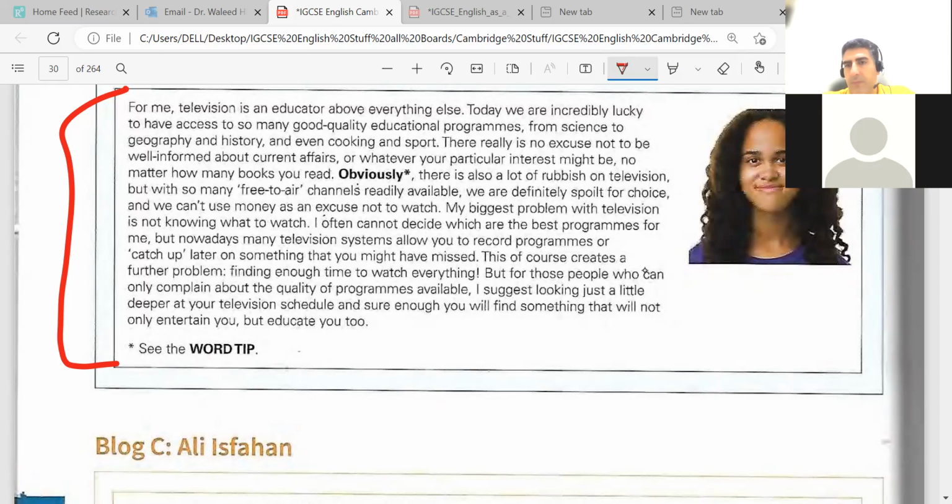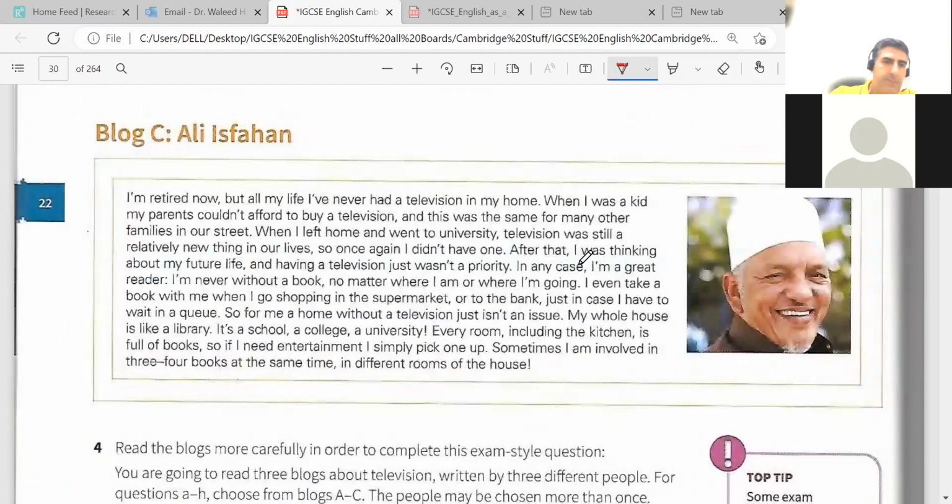Because she has mentioned the quote "good quality programs", and she said that there are no excuses for people not to be well informed about current affairs. Exactly. So she invites people to make use of TV to be more knowledgeable about current affairs, and also for children or students to use it for watching or understanding their school lessons. Right. What about the last one?